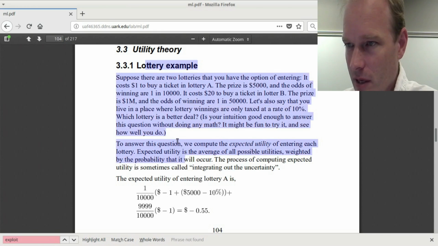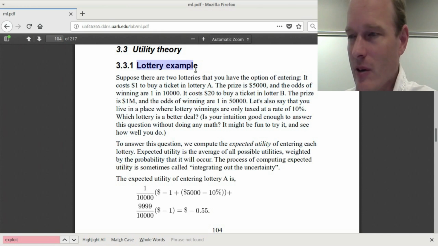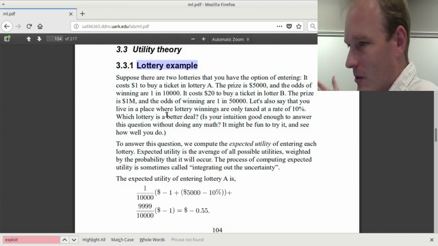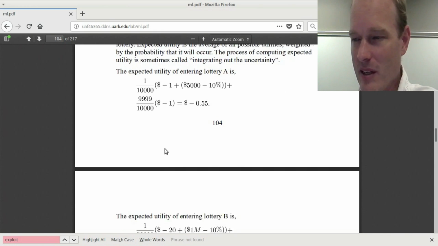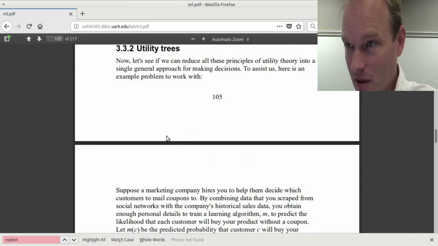Should you enter a lottery? Question. That one's easy because we all know the answer is always no, because the people running the lottery know how to do utility theory too. But it's a good getting started example.